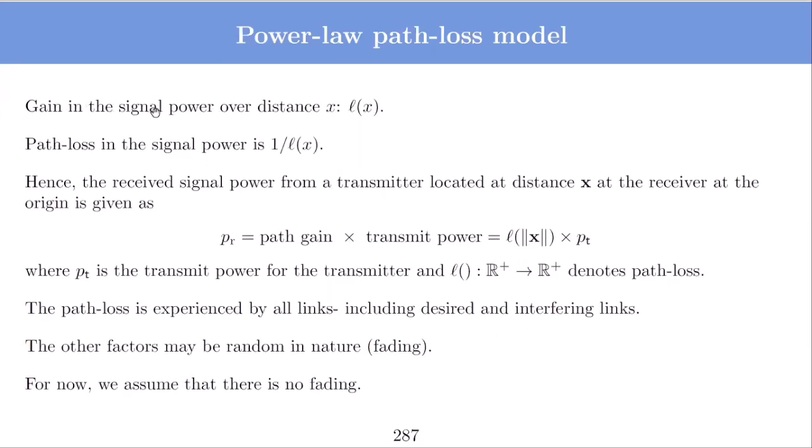Okay, so the gain in the signal power over distance is L(x). Path loss is actually known as 1 upon L(x). And hence, the received power from a transmitter located at distance x, at the receiver at origin, is given as path gain into transmit power, which is P_x into L of norm x. Note that this basically depends only on the norm of x, not the orientation of x. And the path loss is experienced by all links, including desired and interfering links. So that is the property of wireless propagation. This will be in the desired and the interfering links also.